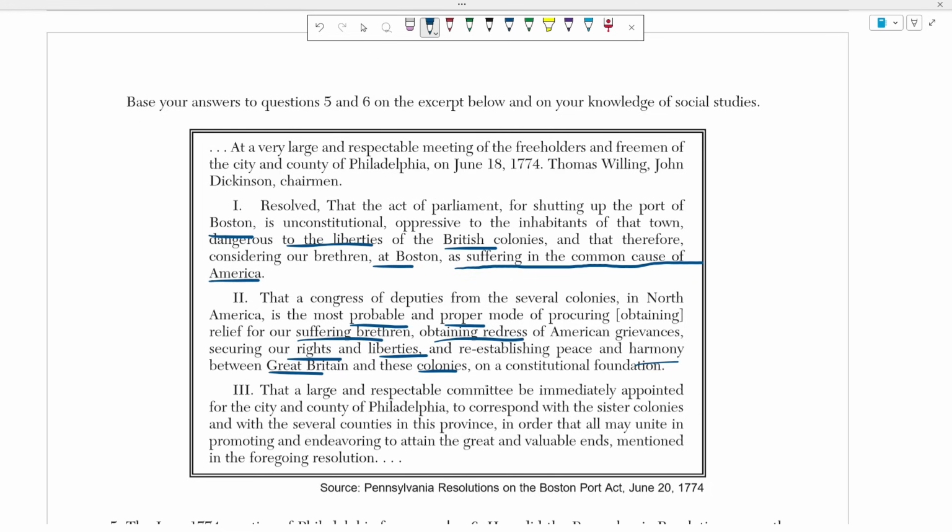So all of a sudden, when this big port was shut down, the people of Boston lost a lot of jobs. A lot of their economy was operating through this port. When that port was shut down, a lot of jobs were lost, a lot of money was lost, a lot of economies were lost. So people were very, very upset at this, right? And they saw it as tyrannical.